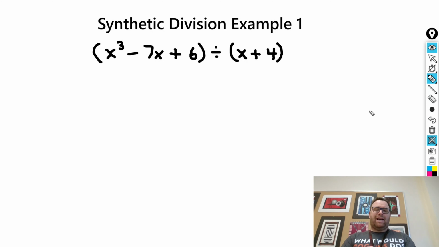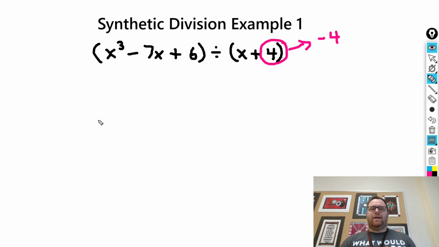In this video, I'm going to show you how to do synthetic division. So we've got a cubic polynomial x cubed minus 7x plus 6, and we want to divide it by x plus 4. We're going to take the plus 4 and change it to the opposite sign. So we're going to change it to minus 4.